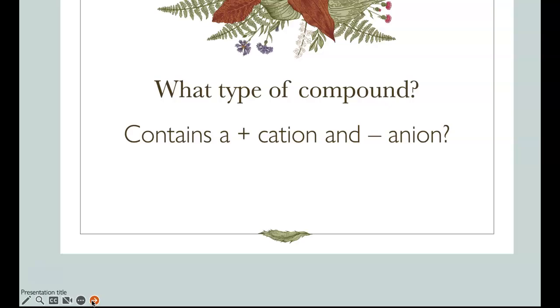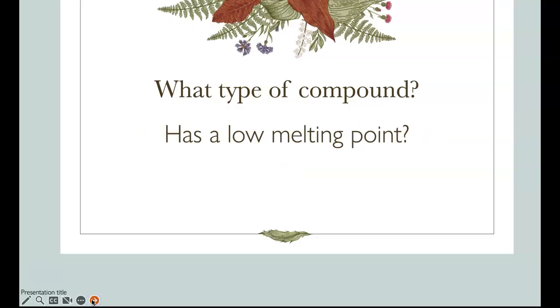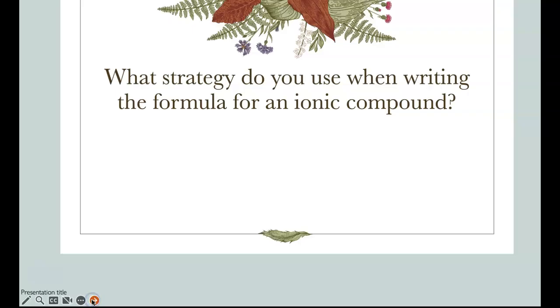All right, so what type of compound? Hopefully you were thinking that has to be an ionic compound with a positive cation and a negative anion. Don't forget those properties of those ionic compounds, like melting point. Which kind of compound has a low melting point? Now, anytime you're asked which type of compound, you should be thinking ionic or covalent. Those are your only two types of bonds or compounds. And if you were thinking covalent, you're exactly right.